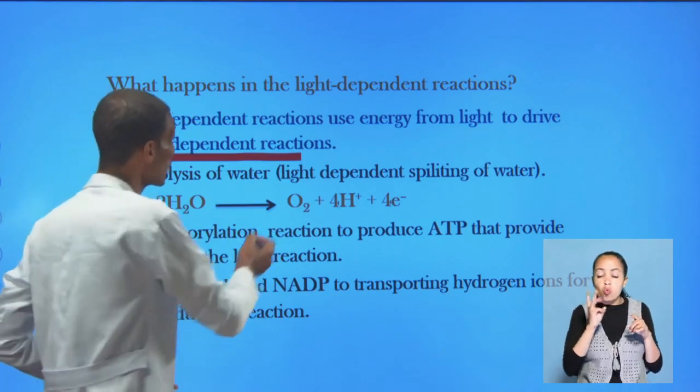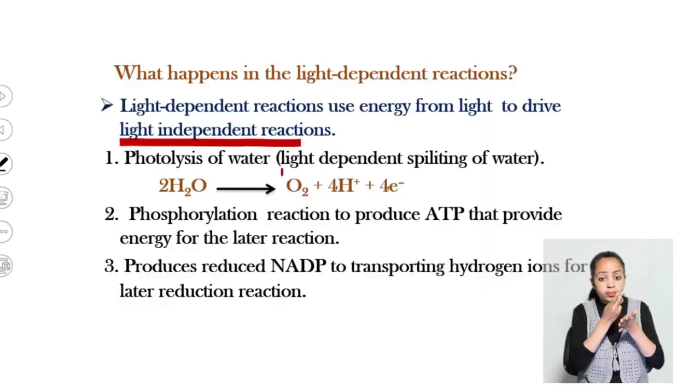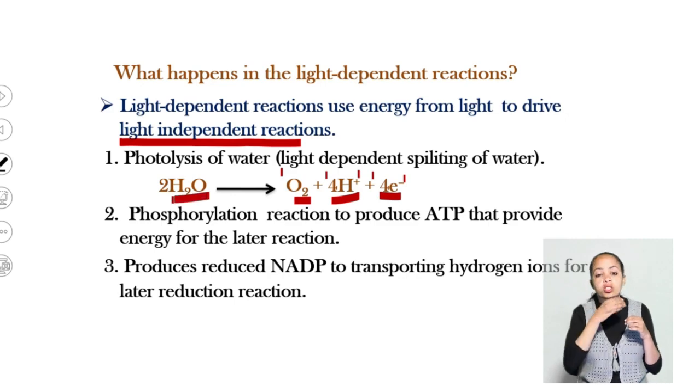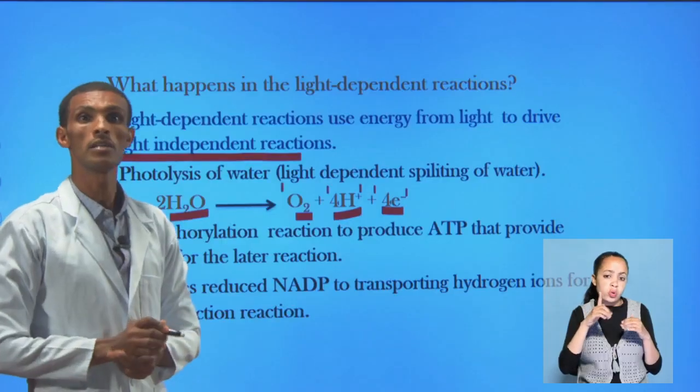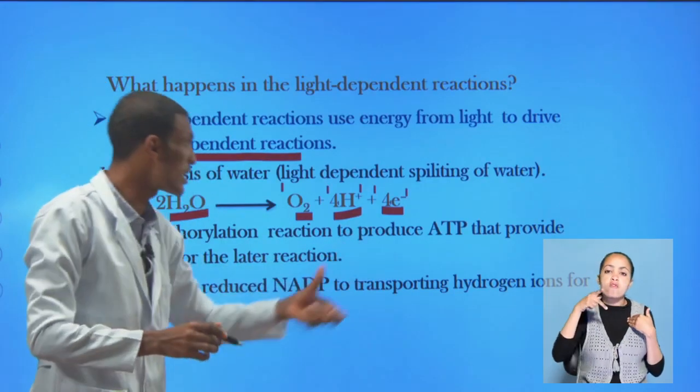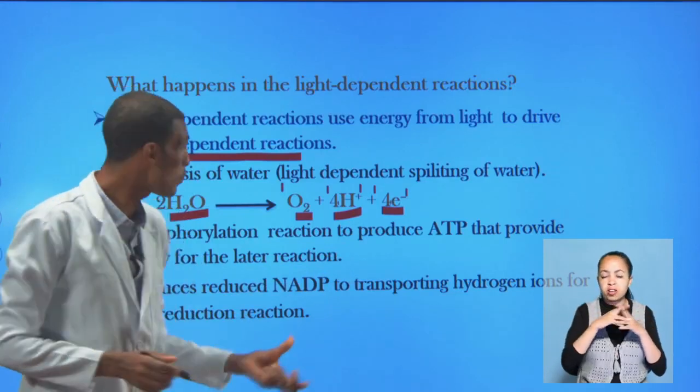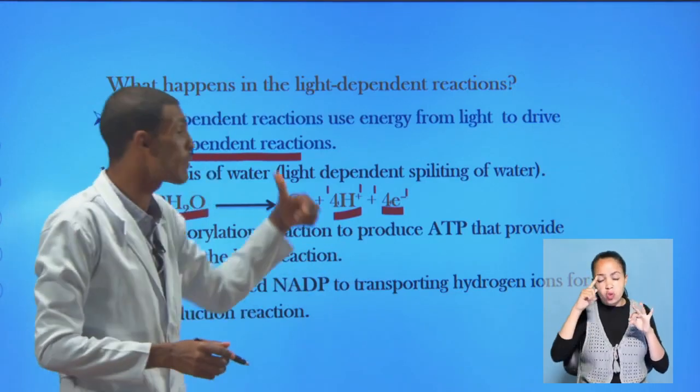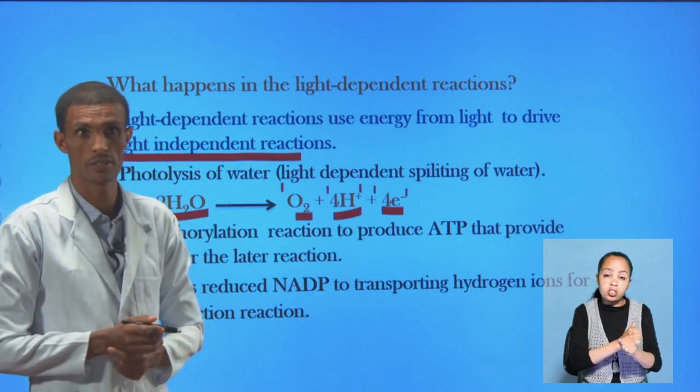This photolysis of water takes place into oxygen, protons, and 4 electrons here. There are 4 electrons, there are 4 protons, there is oxygen and the water molecule. Later, there is a phosphorylation reaction again, which is very important for providing energy for the later reduction reaction.